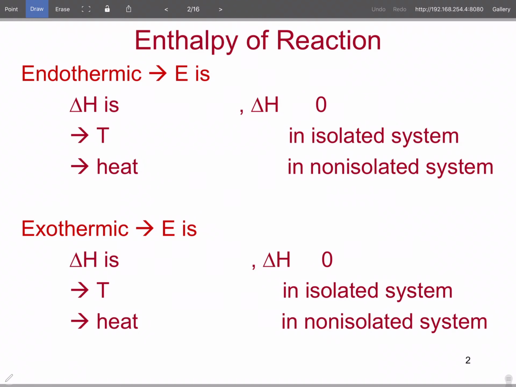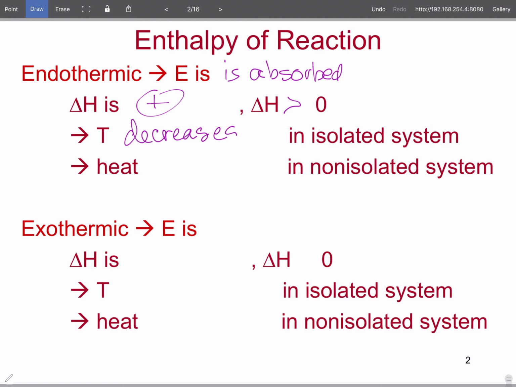Of reactions. So when we talk about the enthalpy of reaction, energy is absorbed if it's endothermic. Well, what does that mean? That means delta H is positive, and delta H, when it's written, is greater than 0. Temperature decreases in an isolated system, and heat is absorbed in a non-isolated system.